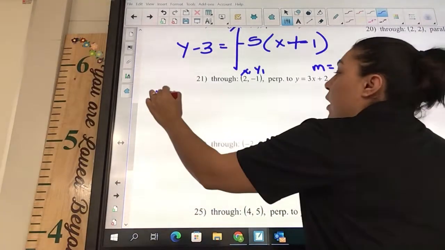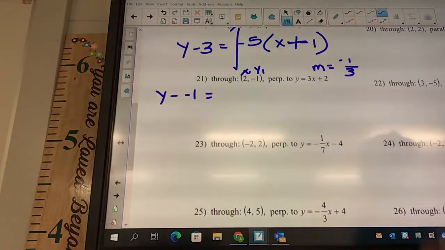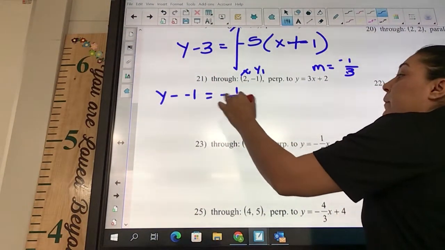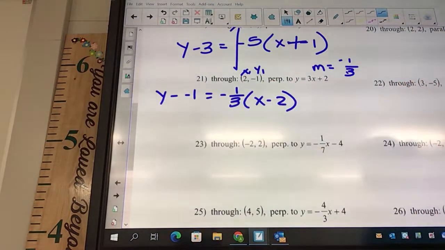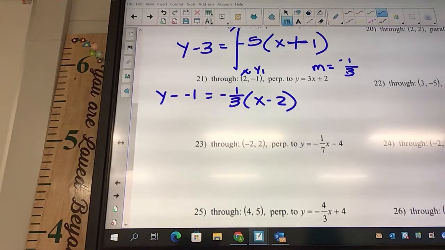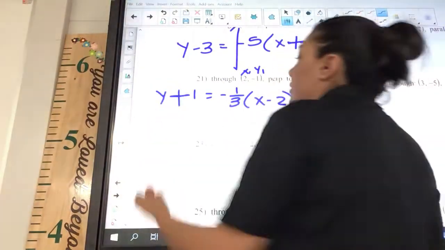So you're going to have y minus, my y1 is -1. My new slope is -1/3. X minus, and my x1 is 2. We're going to change this minus minus into a plus.